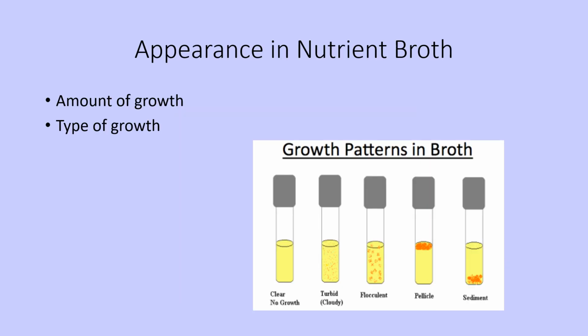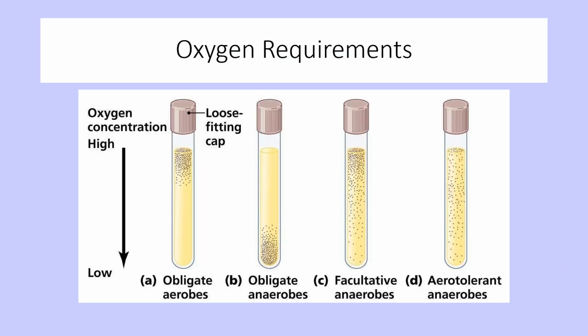If you grow it in a nutrient broth, you want to see, is there a lot of growth? What's the amount of growth? And what does that growth look like? Remember, in broth, if there are no bacteria growing, it should be nice and clear. If there are bacteria, it should be cloudy or turbid. But do you end up with a bunch of sediment on the bottom? Do you end up with a film? It looks like a film membrane across the surface of it. Are there little flecks in there?